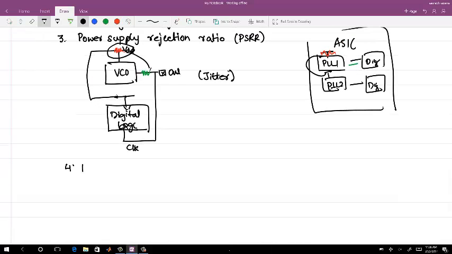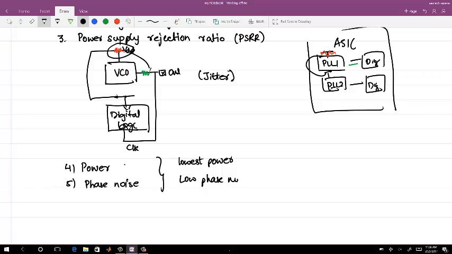The other one, as usual, we all want low power and low jitter. Power and phase noise, let me put it this way. Ideal requirement is lowest power and low phase noise. These are ideal, we can never get that. These are always the designer's choice. Whenever you go and design any oscillator, you would like to have the lowest power with the best phase noise you can have.